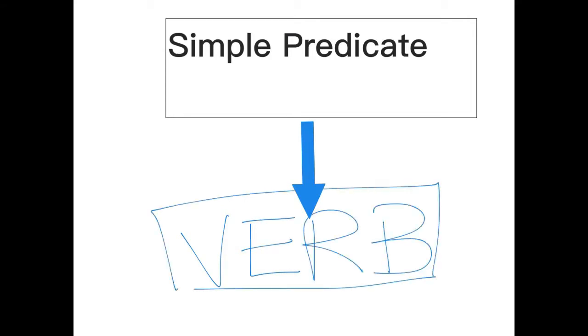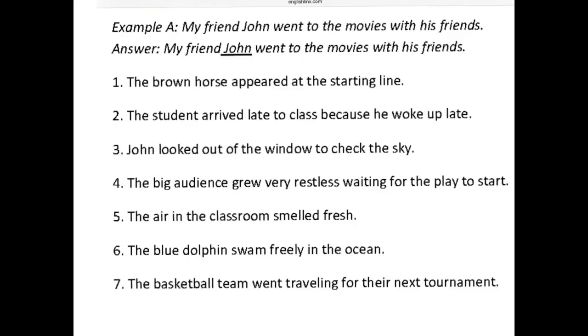Okay? Verb. So let's go over some practice problems. It says, the brown horse appeared at the starting line. So let's look for the simple subject. So let's look at sentence number 1. The brown horse appeared at the starting line. The simple subject, or who the sentence is about, is the horse, right? Let's look at number 2. The student arrived late to class because he woke up late. So who woke up late? The student. Look at number 3. John looked out the window to check the sky.